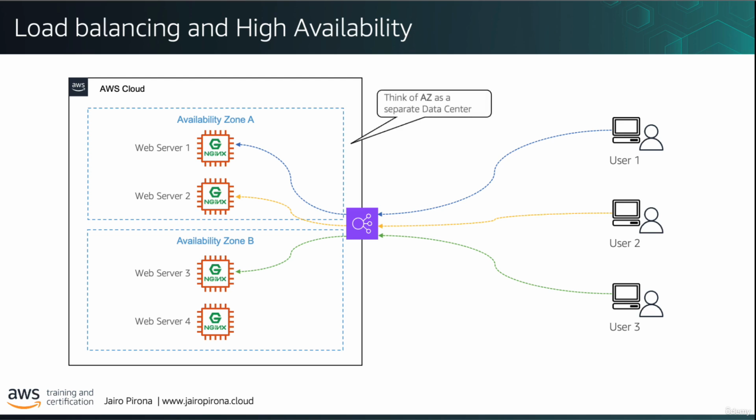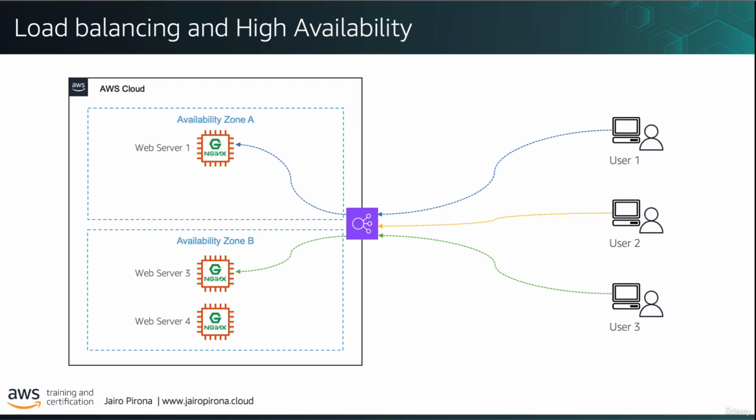Now, you have to think of the availability zone as a separate data center. As I said, they're actually made up of one or more data centers. So, remember that for the exam. But they are physically distinct from other availability zones and have high-speed connectivity between them. So, in this case, we can still have things like web server failures. And if that happens, the connection is dropped and redirected to another web server.